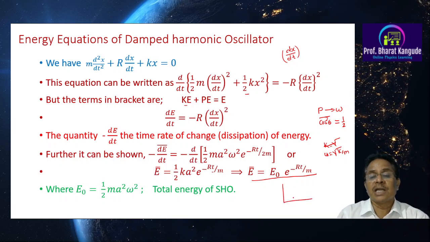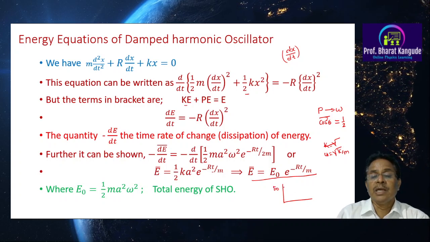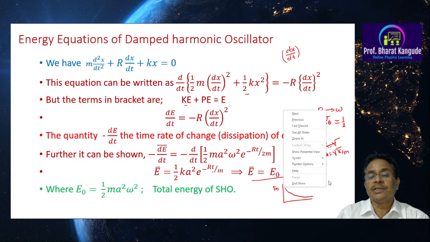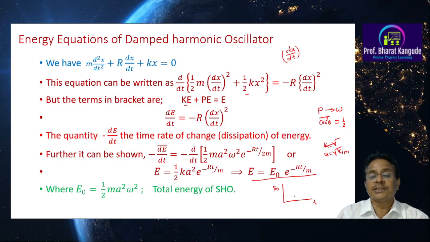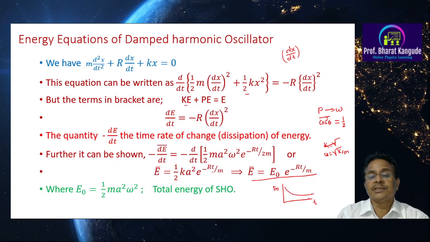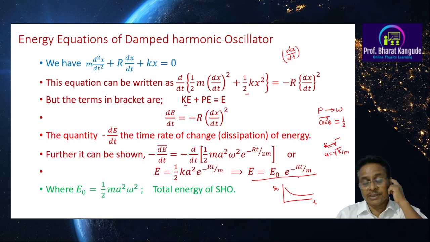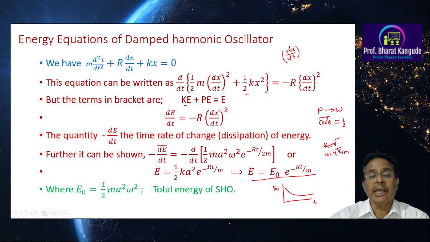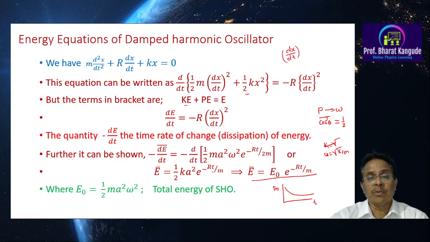If we plot this graph, we are going to see this graph later on. So this is E0 maximum, and as time increases, this energy goes on decreasing as shown by this curve here. This rate is decided by the term e raised to minus rt upon m. So this is the expression for the damped harmonic oscillator.